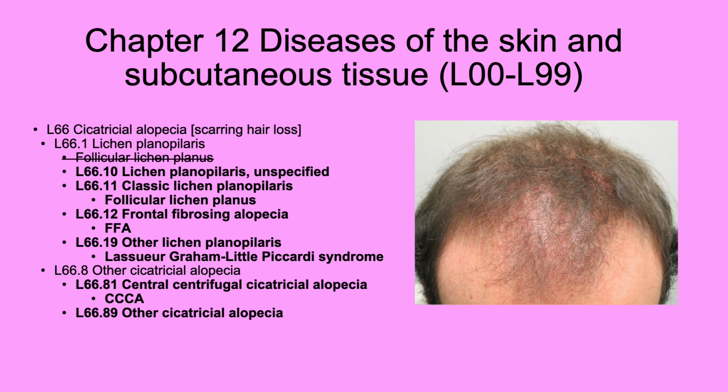Okay, also under chapter 12, diseases of skin and subcutaneous tissue, you have lichen planopilaris, and very specific codes under that. Very specific. So it used to be just lichen planopilaris, and then you have very specific codes: follicular, frontal, other, and then you have scarring alopecia, very specific codes.